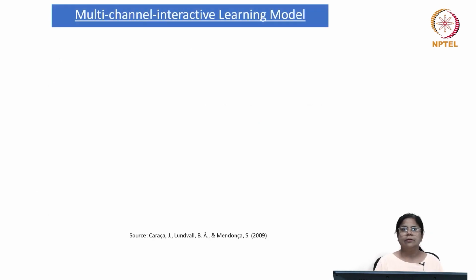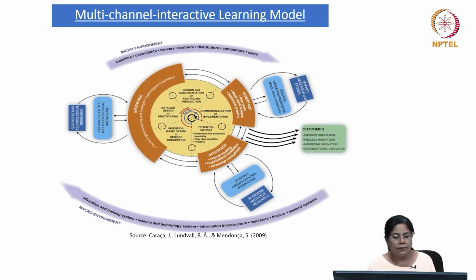Now let us look at this multi-channel interactive learning model, which is based on the works of Kline, Lundvall and Mendolan. As I said earlier, the wider institutional framework in which the innovation process happens has been missed, and the organizational setup through which the innovation happens is also missed in the earlier chain linked model. So, learning from those problems, this particular model looks extremely elaborate and rather complex also, but let's make an effort to understand what has been going on.